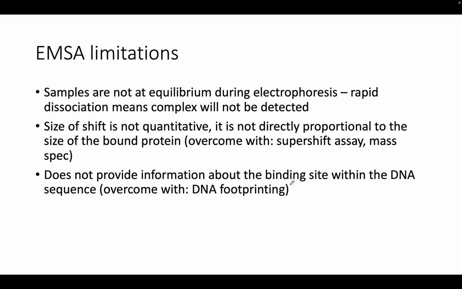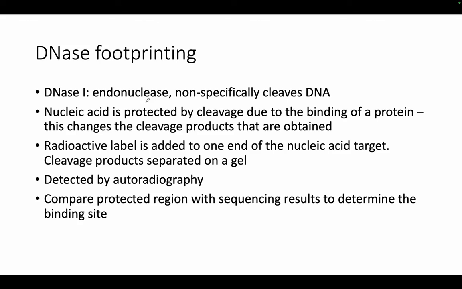And it does not tell you which is the binding site in the DNA. It tells you the protein is binding, very good, but it is not telling you where it is binding. If you want to find out where it is binding in the DNA, we have to do something else called DNA footprinting. The most common way is we can use an enzyme called DNase. What is DNase? DNase 1 is an endonuclease which non-specifically cleaves the DNA.